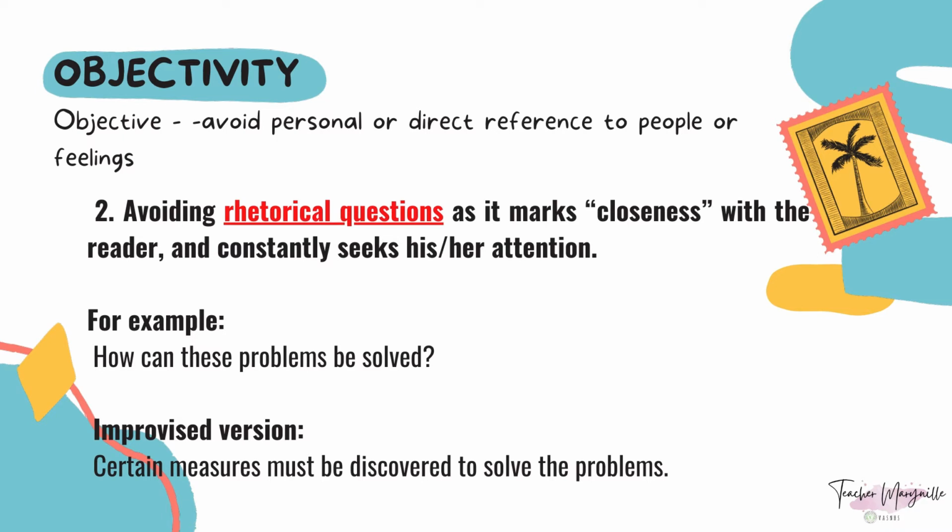Another way to achieve objectivity is avoiding rhetorical questions. Rhetorical questions mark closeness with the reader and seek his or her attention. So instead of a question, make it a statement. If this is your question, "How can this problem be solved?", improve it into this version: "Certain measures must be discovered to solve the problem." So you change a question into a statement.